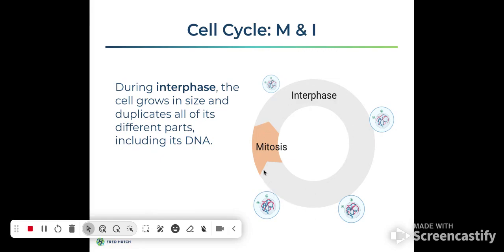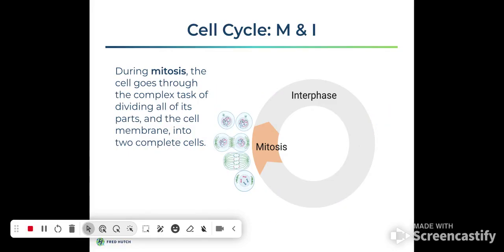About three-quarters to maybe 80% of the cell cycle is in interphase, and then the rest is mitosis. During mitosis, the cell is actually going through the complex task of dividing all of its parts. Mitosis itself is divided up into smaller phases that we'll talk about later. But you can see that at the beginning of mitosis, you have one cell, and at the end, you end up with two identical cells.